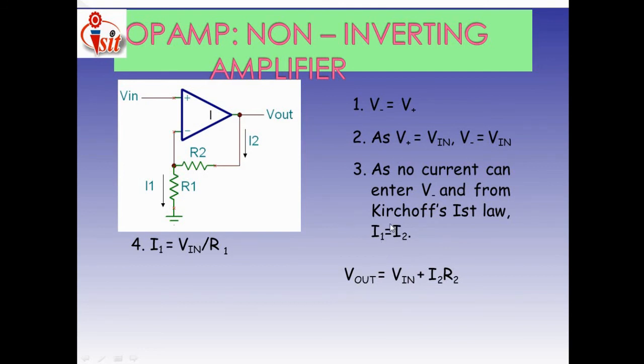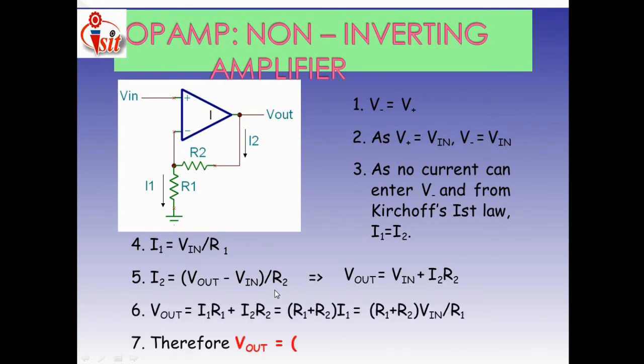That means here we are again using that incoming currents are equal to outgoing currents. By using this formula, I1 is equal to Vin divided by R1, and Vout is equal to Vin plus I2 R2. By using this equation, I2 is equal to Vout minus Vin divided by R2. Then Vout is equal to I1 R1 plus I2 R2, which is equal to R1 plus R2 into I1, which is R1 plus R2 times Vin divided by R1.